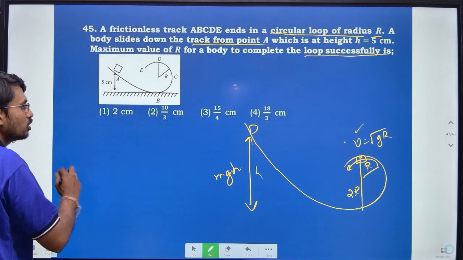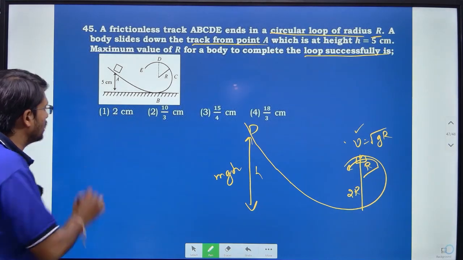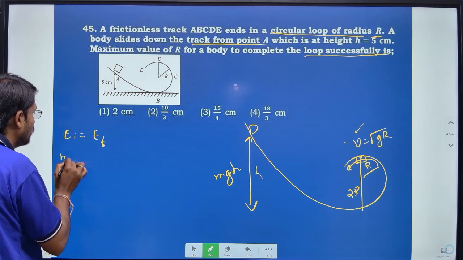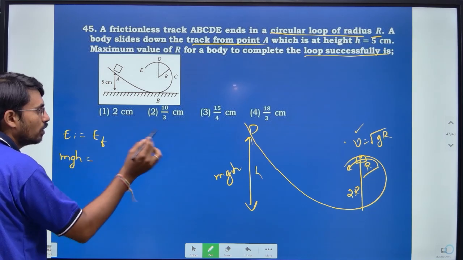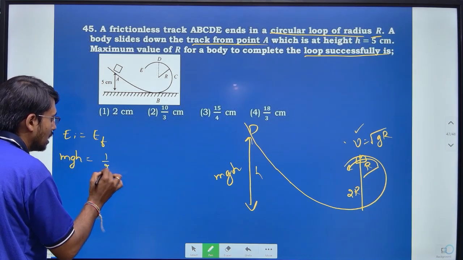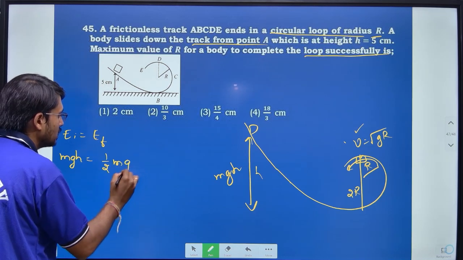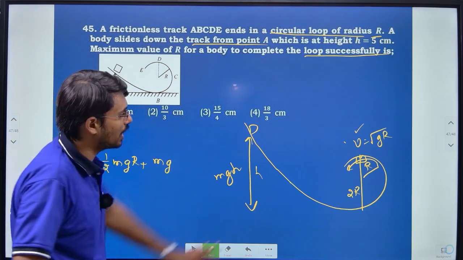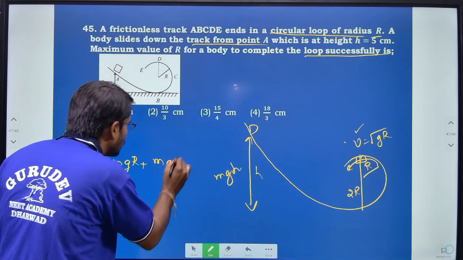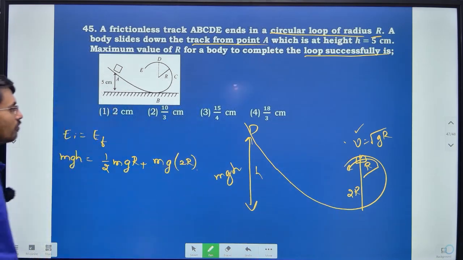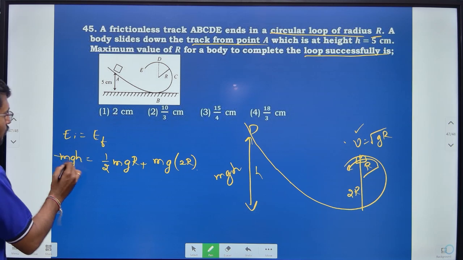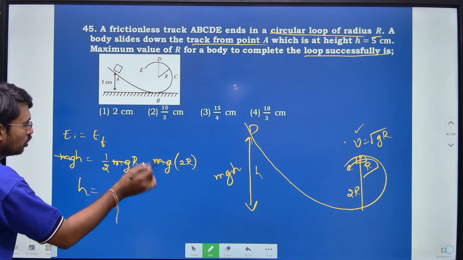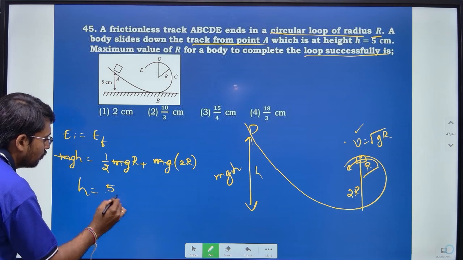So by using the law of conservation of energy, initial energy equals final energy. So it is mgh equals, kinetic energy half m v square, that is half m gr, plus mgh, where the height in this particular case is 2r. When you simplify, mg is a common term, we can cancel that. So h equals r by 2 plus 2r. So that is 5 by 2 r.